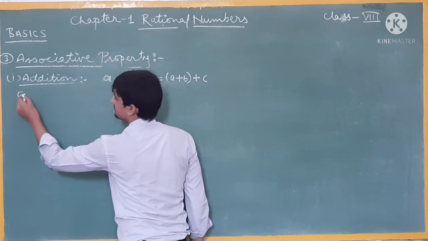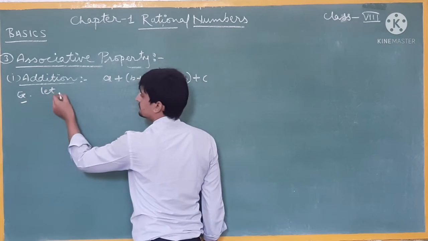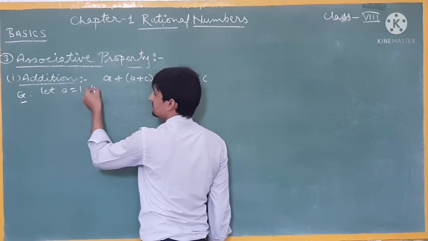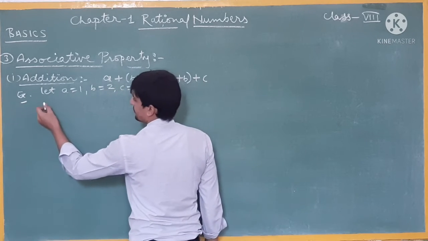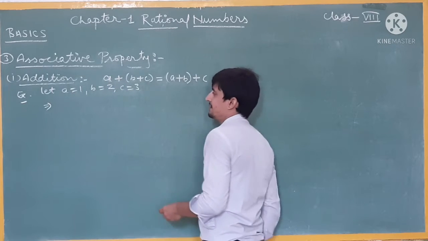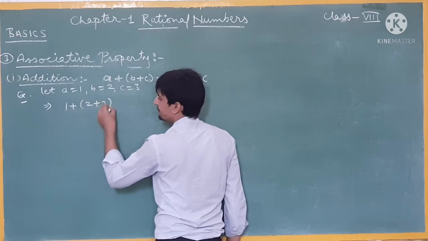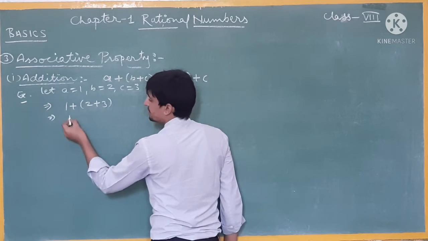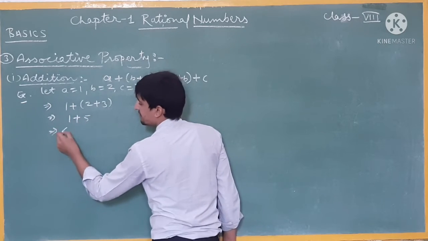For example, let's suppose a equals 1, b equals 2 and c equals 3. Putting the values in the LHS, 1 plus (2 plus 3) is 1 plus 5, which gives 6.